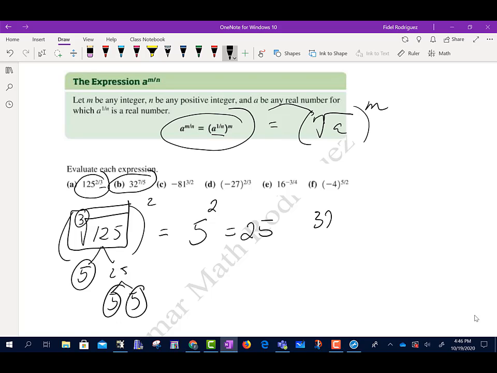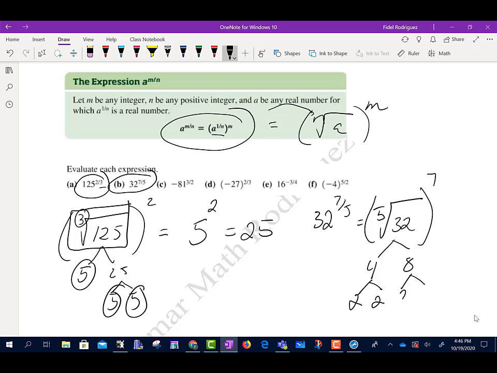Okay? Let's take a look at the next one here. So 32 to the power 7 over 5. This means I'm taking the 5th root of 32, and then I'm going to raise it to the power of 7. So let's break this down. When I think of 32, a lot of times I tend to think of 4 and 8. And I know 4 is 2 and 2, and I know 8 is 2 and 4, but this 4 I can break up into 2 and 2 again. So I'm going to start circling. How many 2's do we have? We have 5 of them. So now this is saying, let's find 5 to the 7th.